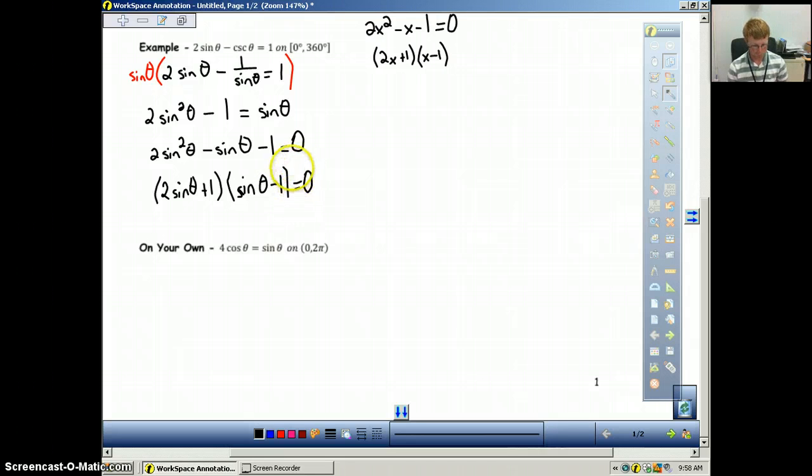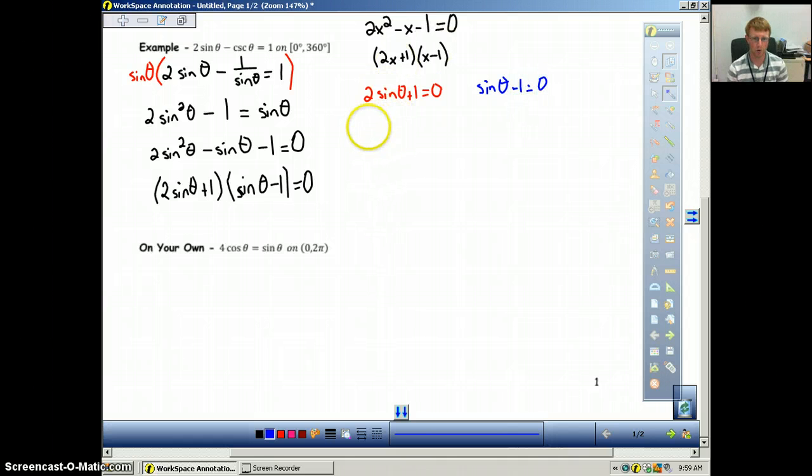So let's talk about this now. This becomes a little bit tricky, but what I want to do is separate this into two separate things. Remember, the idea of factoring is that if this whole thing equals 0, then that means everything's equal to 0, and the same thing for this. So we are going to have two equations here. We're going to have 2 sine of theta plus 1 equals 0. That's one equation. And then our other equation is going to be the sine of theta minus 1 equals 0.